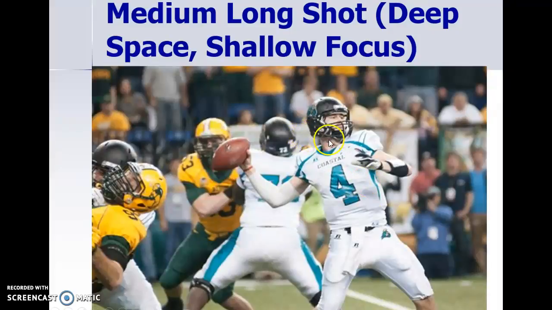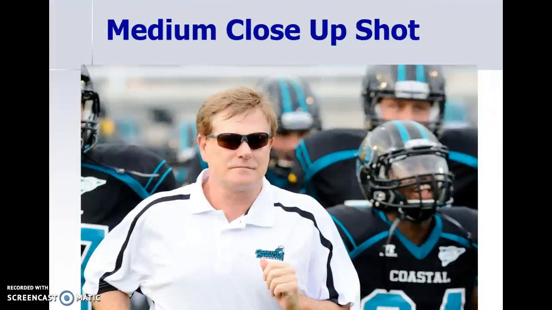Again, you can see that this is deep space. We've got the foreground, we've got the middle ground, we've got the background, but only the foreground is in focus. He is in crisp, clear definition. This guy right here, you can already see he's getting blurry, and what's in the background is extremely blurry. So deep space, shallow focus. I'm going to keep emphasizing that because it's really important you know the distinctions.